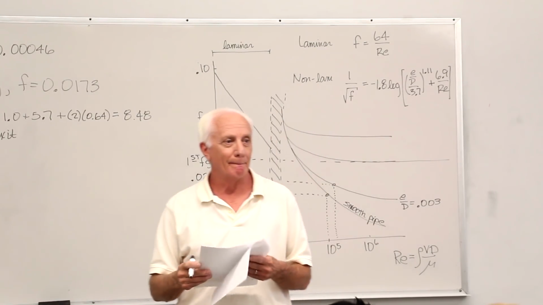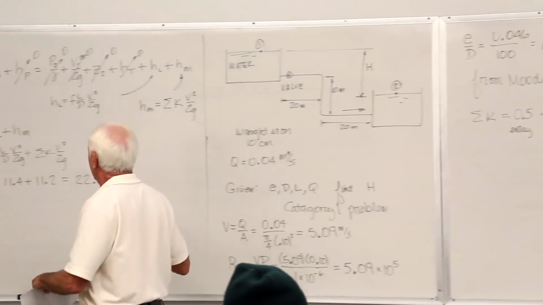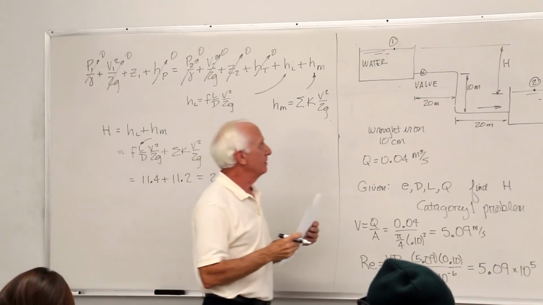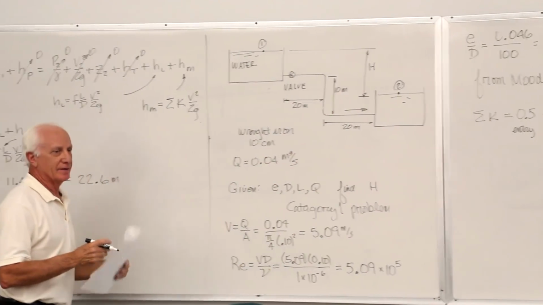Oh yeah, the length for the losses, thanks. I will put that in, thank you. I meant to mention that. It's everything from point 1 to point 2, a straight pipe. 20 plus 20 is 40, plus 10 is 50. Yeah, thank you.